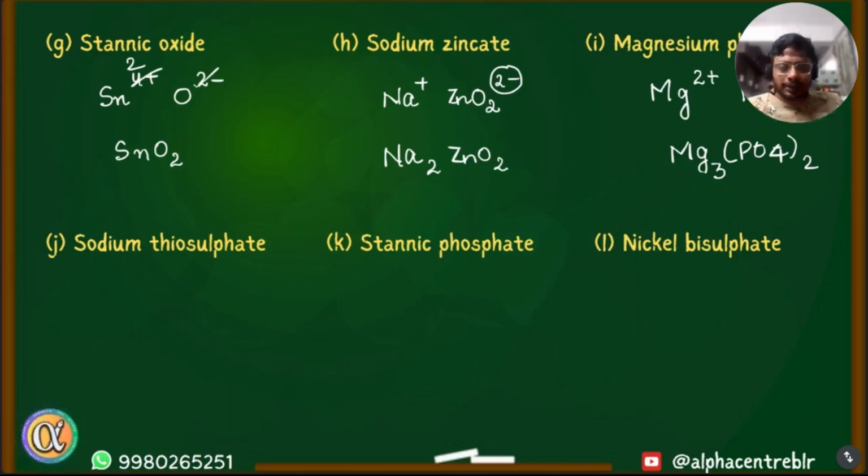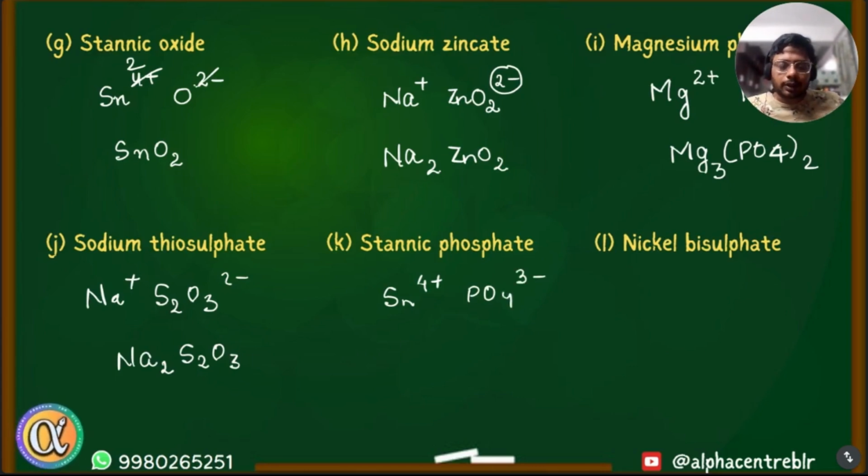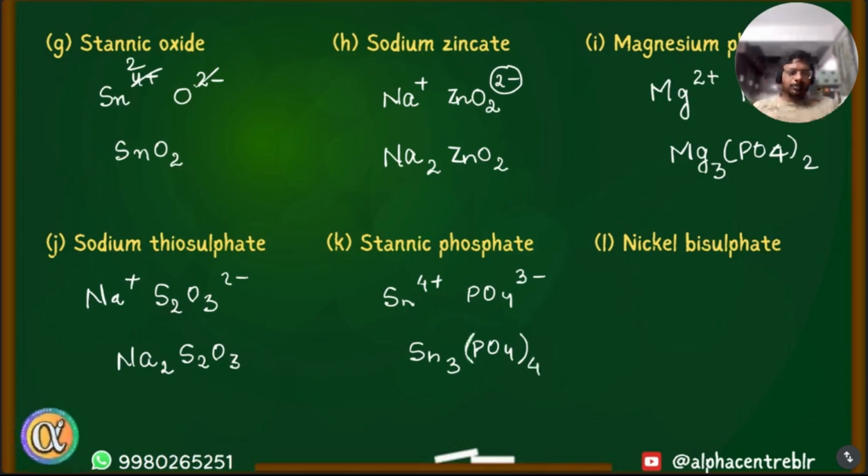So sodium thiosulfate. So it's S2O3 2 minus. I told you, thiosulfate is S2O3 2 minus. Very good. And sodium is Na plus. So the formula is Na2S2O3. Okay. Next is stannic. Stannic is Sn4 plus again, and phosphate is PO4 with a 3 minus. So on cross multiplication, we get Sn3 and PO4 with a whole 4.